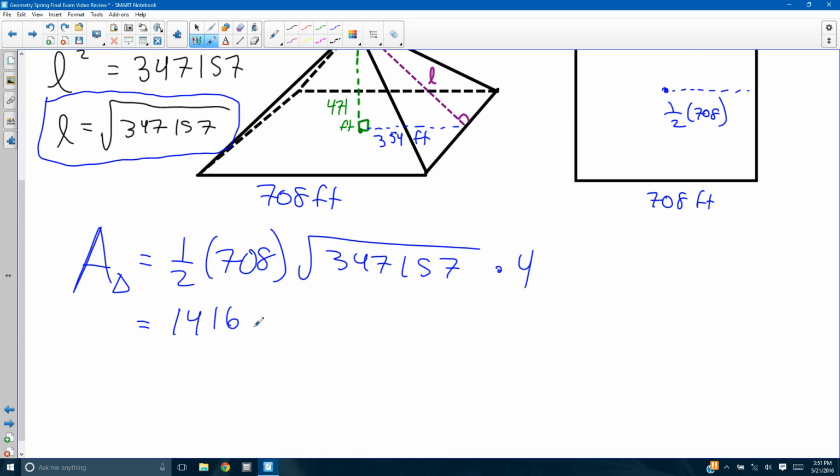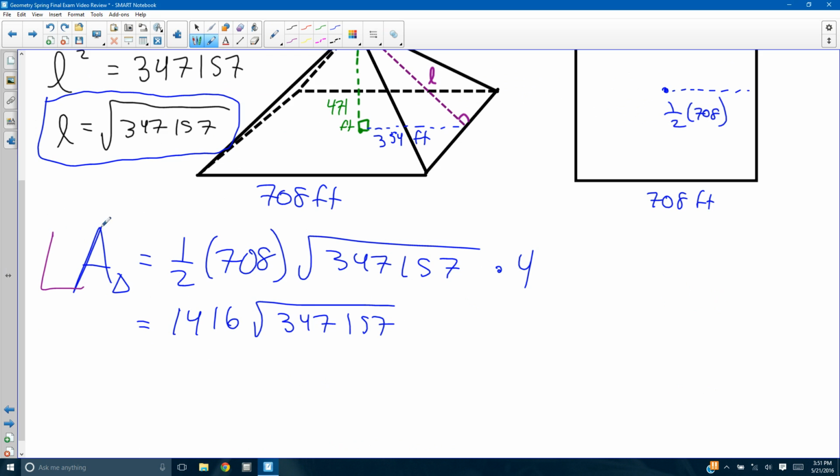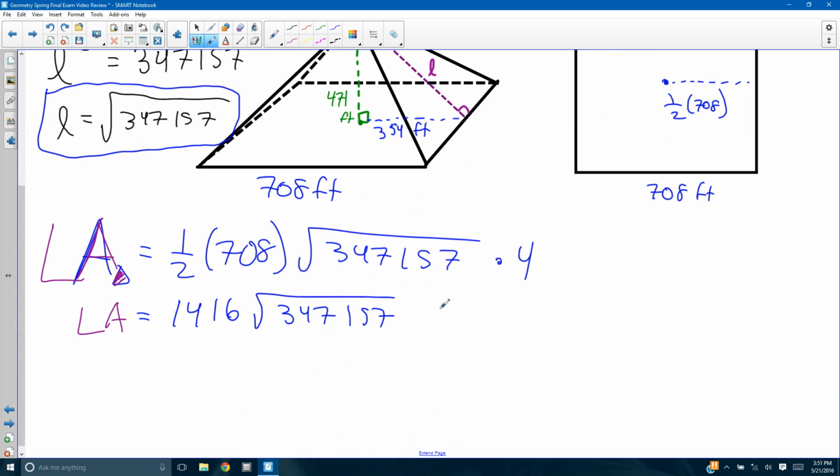Actually, it's probably closer to 708. Root 347157. Now that is the, I guess I should put this the lateral area then, because that was the area of one triangle times 4. So this is the lateral area. So that's the exact number. That's square feet. Rounded to the nearest whole number, multiply the square root of 347,157 by 1,416.